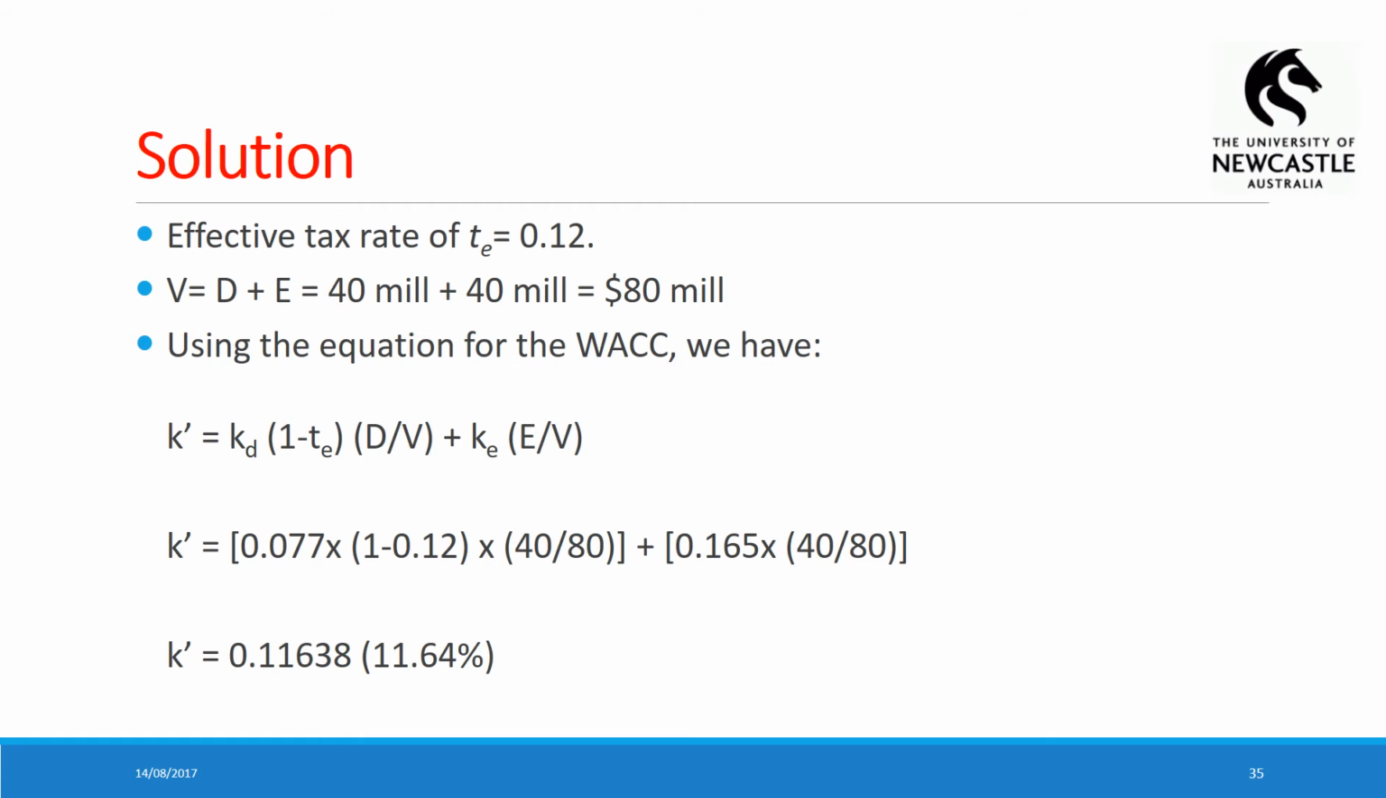So what do we have here? From the previous question, we can work out that the sum of the value of debt is 40 million. The sum of the value of equity is 40 million. And therefore the value of the firm will simply be the sum of these two sums, right? So that's 80 million.